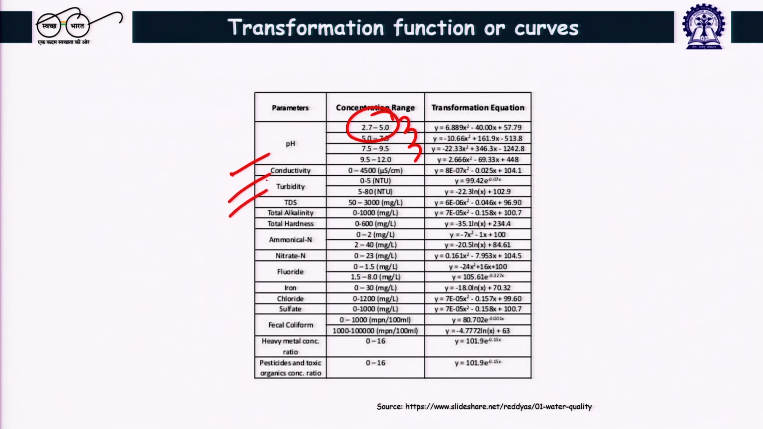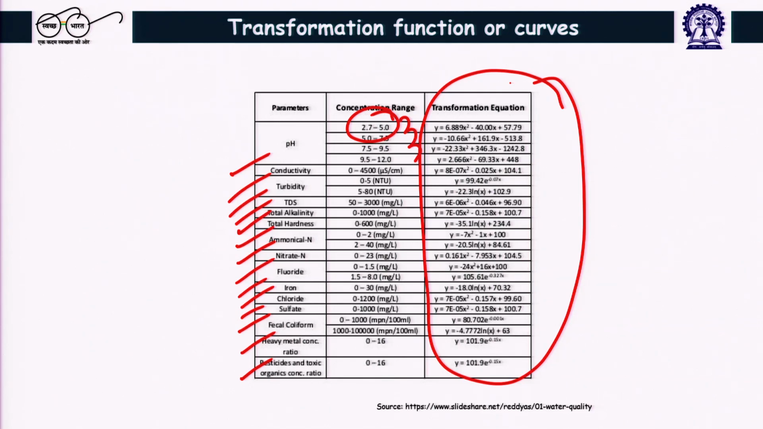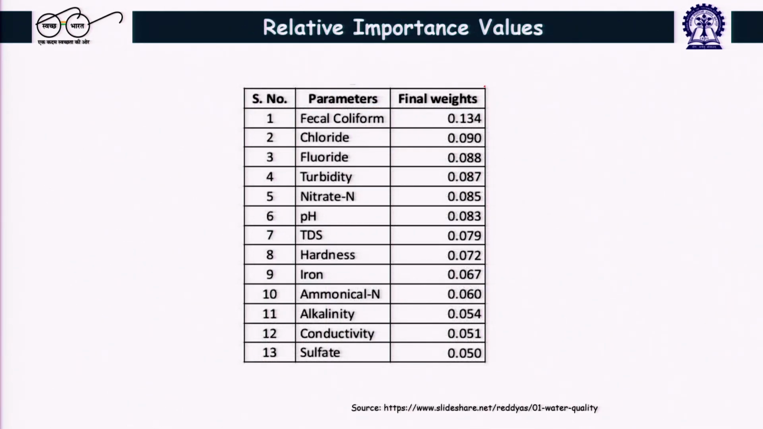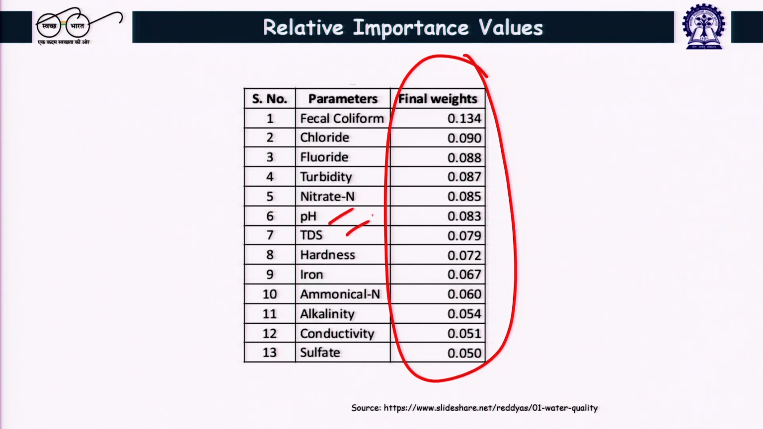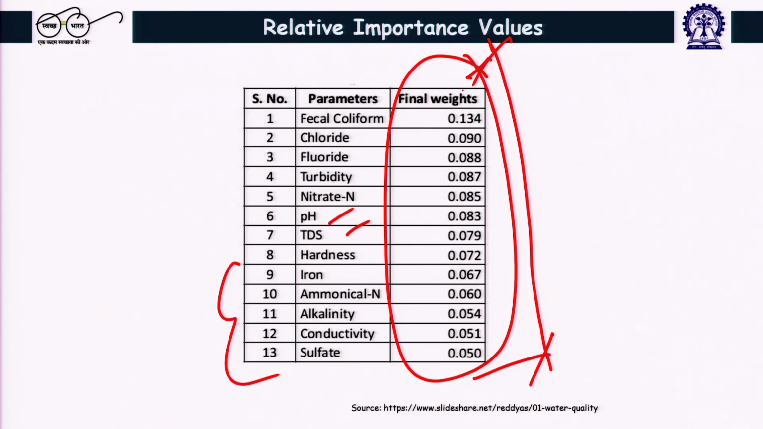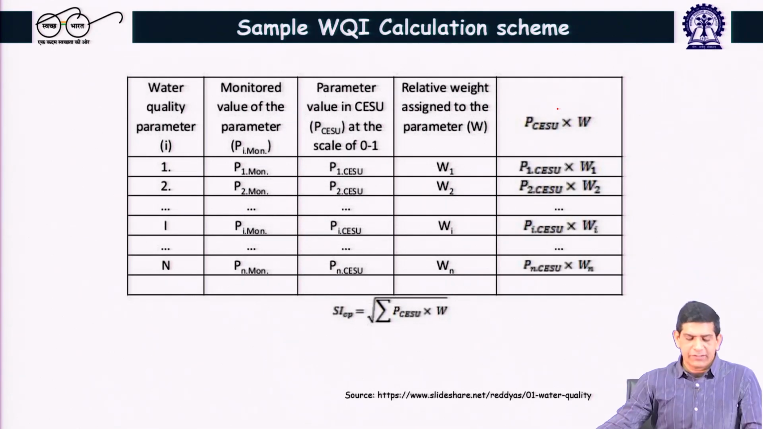Then we have conductivity, turbidity, TDS, alkalinity, hardness, ammonia, nitrate, fluoride, iron, chloride, sulfate, fecal coliform, heavy metals, concentration ratio and pesticides. For all these there is a transform equation, and these transform equations have been developed and provided, which are used in terms of the water quality index. And for each one of them we also have a final weight. So, weightage has been done, say for fecal coliform, chloride, fluoride, turbidity, nitrate, pH, TDS, hardness, iron, ammonia nitrogen, alkalinity and all that. A weighted average has been done for all these different parameters based on their relative importance in terms of water quality.